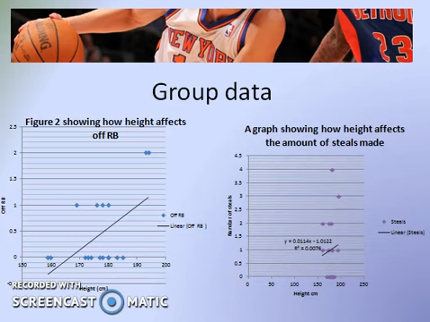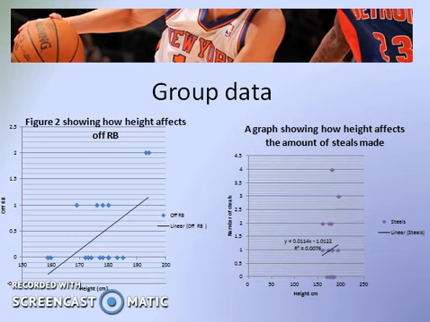Here there is more group data. Figure 2 shows how height of the player affects the offensive rebounds made. As you can see, for the line it's a positive correlation. The line is going up diagonally. This means the taller the player, the more likely you are to get an offensive rebound. Therefore, in a game, the taller players will be at a slight advantage.